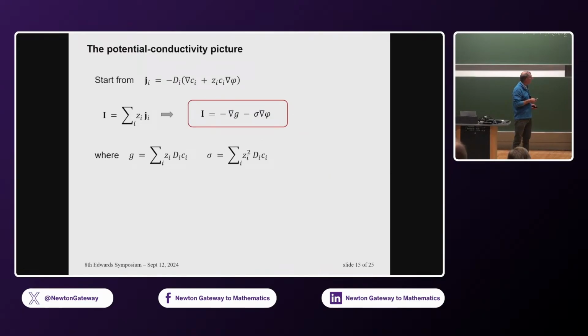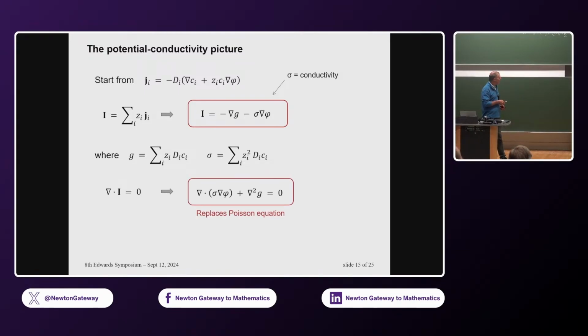So to get going in this, I'm going to make a couple of definitions. I'm writing the ion current as the weighted sum of the ion fluxes. And the ion fluxes are given by the Fickian diffusion term that René showed, plus the contribution from the electric field. So I'm going to write G for this weighted sum of the ion concentrations that derives from the Fickian diffusion. So there's a contribution to the ion current, which is minus the gradient of G. And another contribution which is proportional to the electric field, or the electrostatic potential gradient, which features essentially the conductivity.